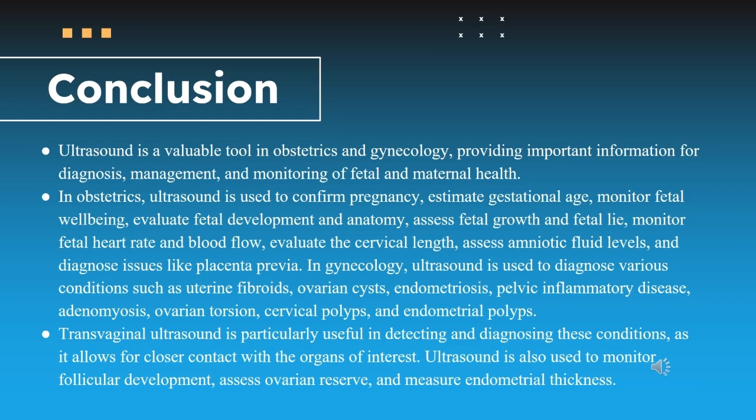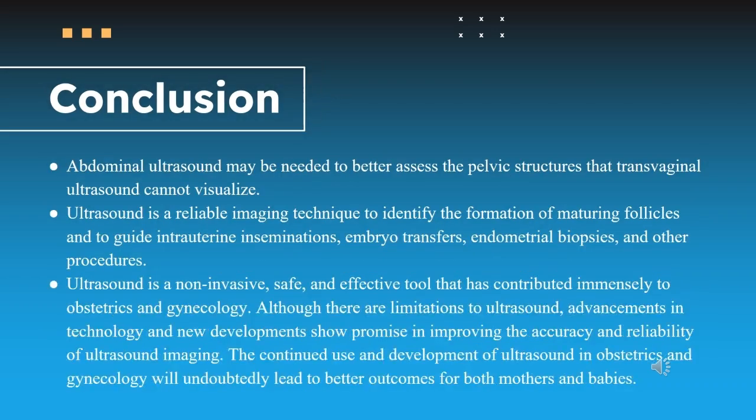Transvaginal ultrasound is very useful. It can get up close to the organs of interest. It can also be used to monitor follicular development, assess ovarian reserve, and measure endometrial thickness. Abdominal ultrasound may be needed to better assess the pelvic structures that transvaginal ultrasound cannot visualize. As I mentioned before, if the uterus is too large to be included into the field of view on a transvaginal, there may need to be abdominal ultrasound included.